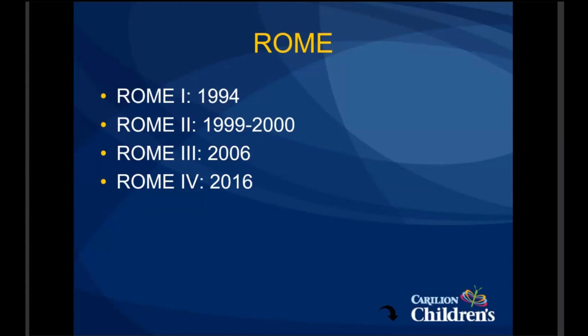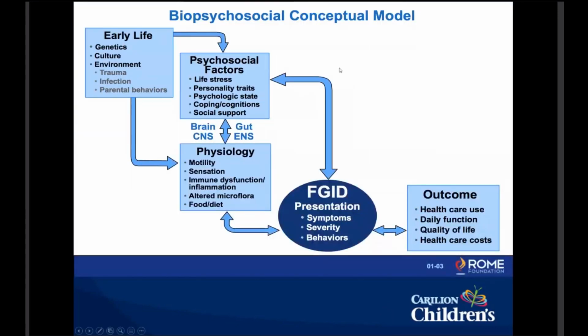Talking about the biopsychosocial concept that Engel developed, you see early life factors like genetics, culture, and environmental factors affecting psychosocial factors like life stressors. Then our own physiology, the motility, the sensation, the immune dysfunction or inflammation, how we eat, and the altered microflora, all acting from the brain to the gut and creating symptoms, their severity, and the behaviors involved. Then the outcome: healthcare needs, effects on daily function and quality of life, and not to say healthcare costs involving all these conditions.